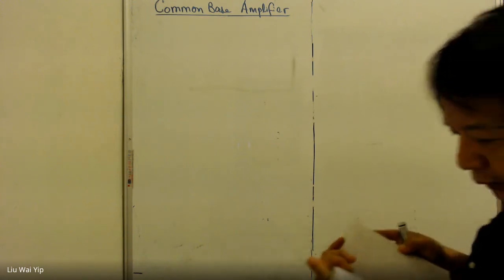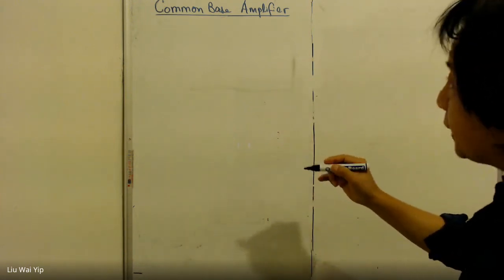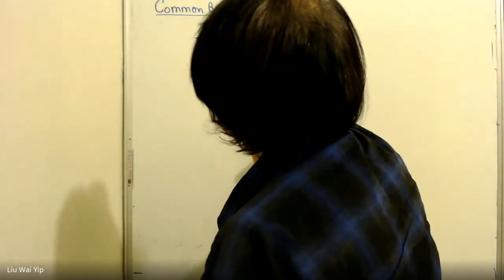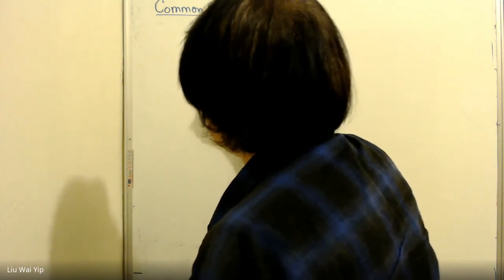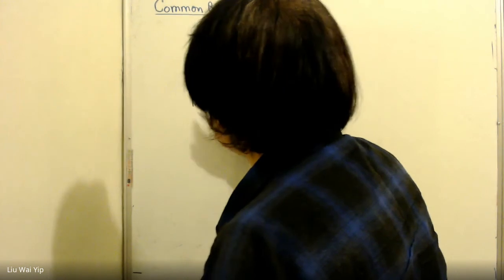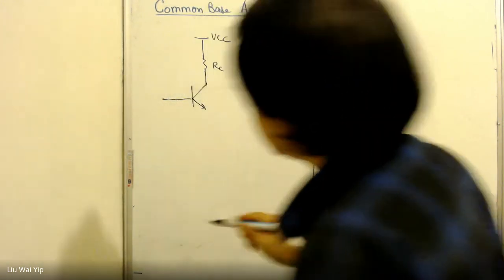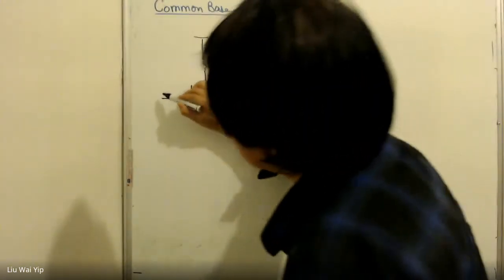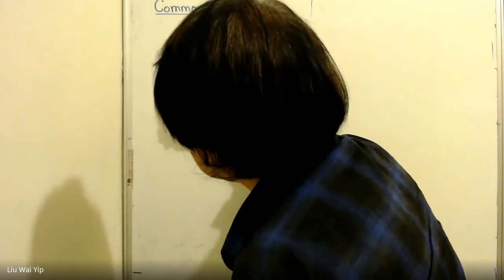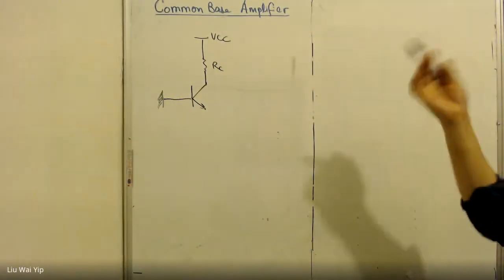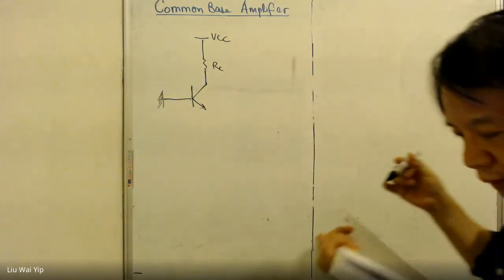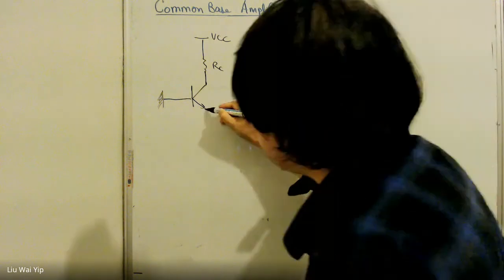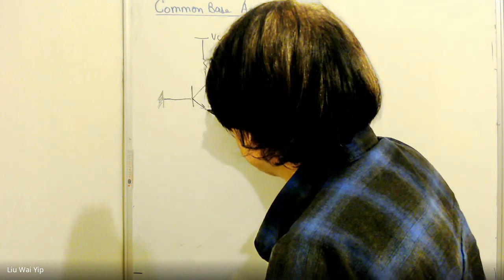The circuit for the common base amplifier would most likely be similar to this one. We have VCC, and then RC, and then you have a transistor here. And then you can ground this terminal directly, depending on the requirement, or you can do this through a capacitor. And then the input is to be tapped from here.